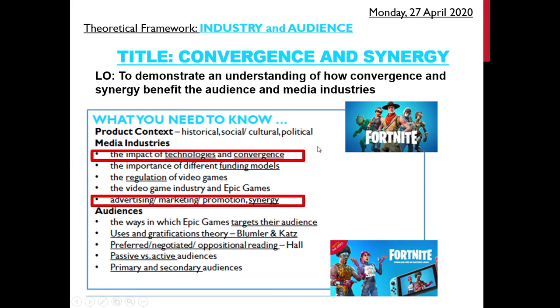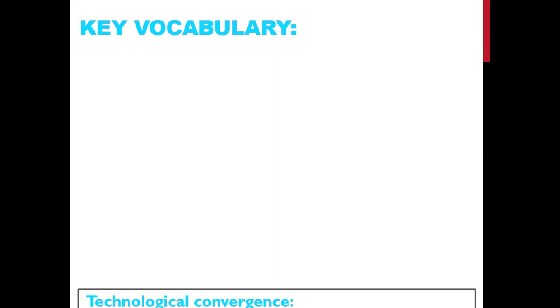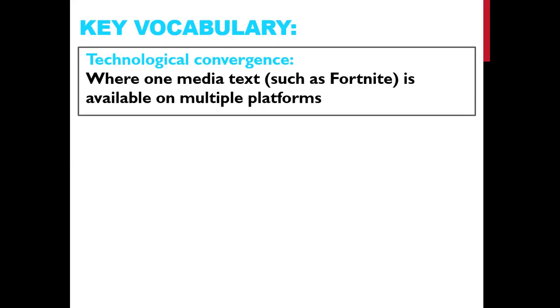Okay, so next up, we're going to be looking at key vocabulary. This is the point at which you are going to be writing down the key definitions of key terms. The first one we're going to be looking at is technological convergence. So get that written down, and also get written down what the definition is, which is where one media text, such as Fortnite, is available on multiple platforms. So get that written down, please.